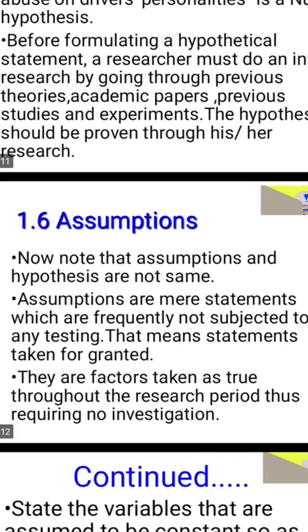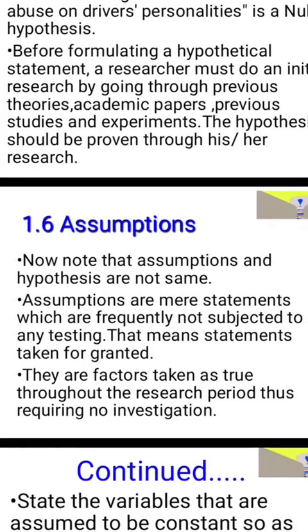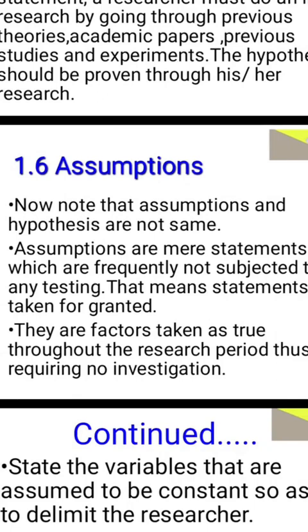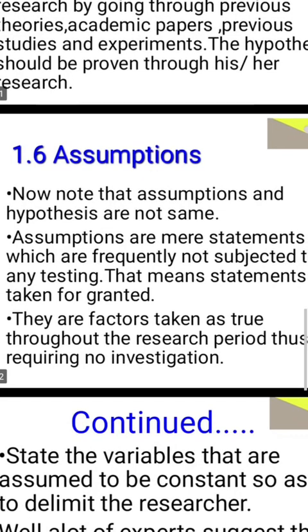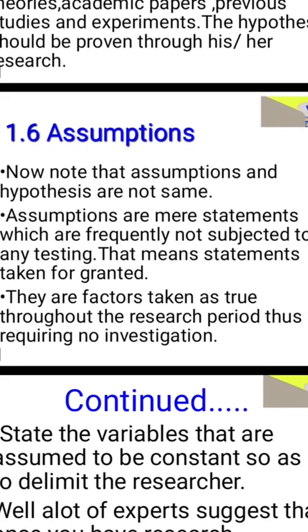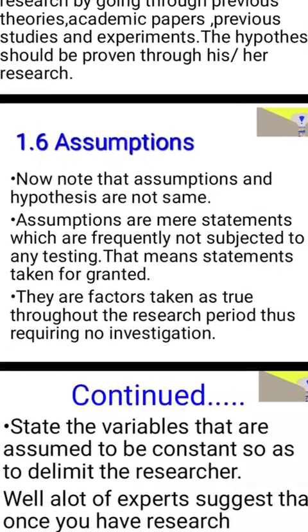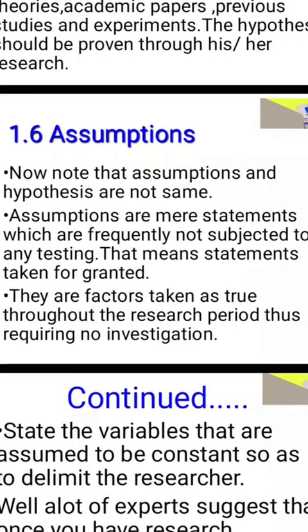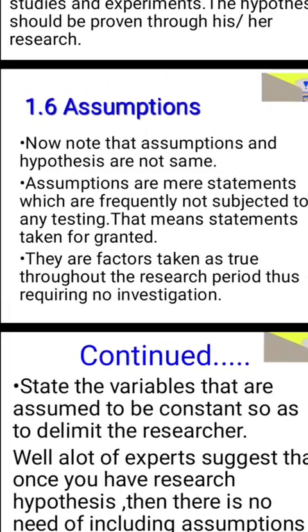Next, we have what you call the assumptions of the study. The assumptions of the study can be named as 1.6. Now, these are just assumptions or mere statements which are frequently not subjected to any testing. That means they are taken for granted. They are just factors taken as true throughout the research period, thus requiring no investigation. That's why they are called assumptions.